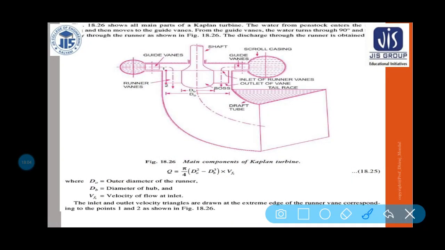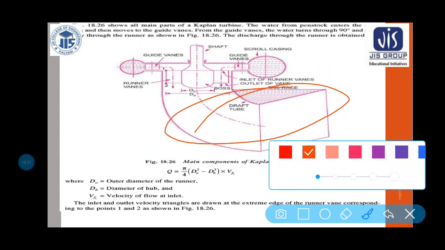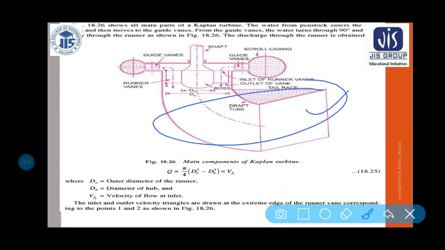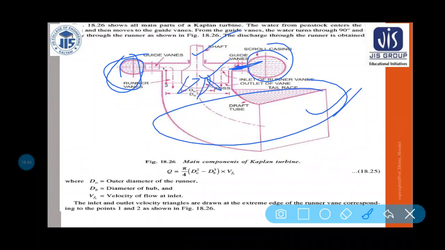Now let us discuss one by one what is the function of each component. As you can see in this picture, this part is called the draft tube. What is the function of the draft tube? I am coming to that afterward. This one you can see is the scroll casing. This is the guide vane. This one is the shaft. This is the boss, in which the vane is adjusted. Clear?